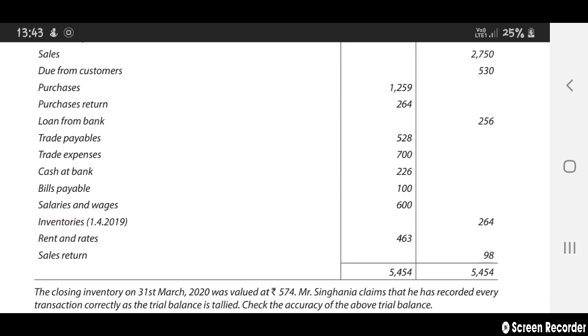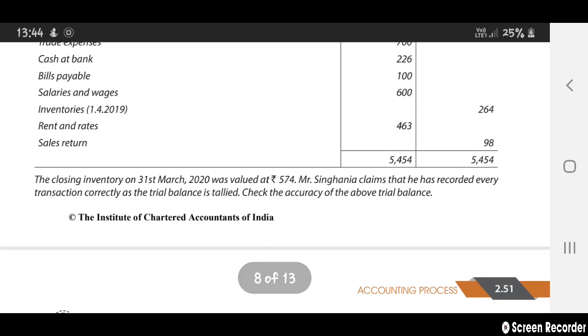The total is 5454 on the debit side and 5454 on the credit side. In Singhania's books, the debit side is equal to the credit side. The closing inventory on 31st March 2020 was valued at 574. Mr. Singhania claims that he has recorded every transaction correctly, as the trial balance is tallied, since credit is equal to debit.